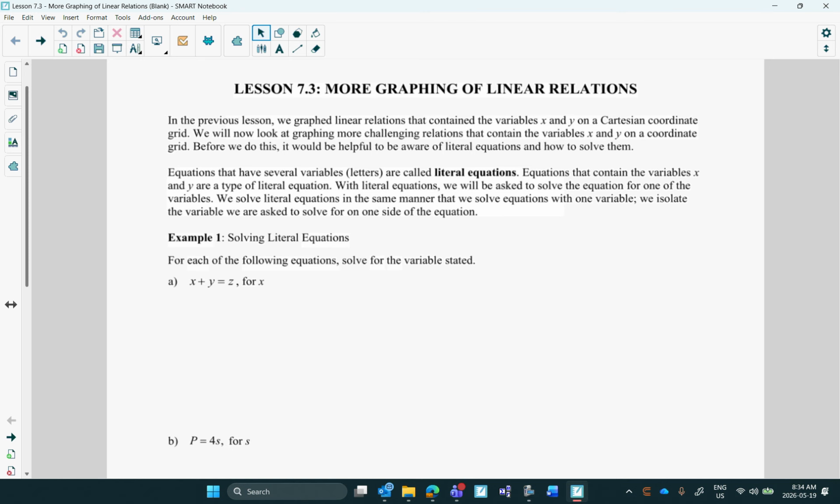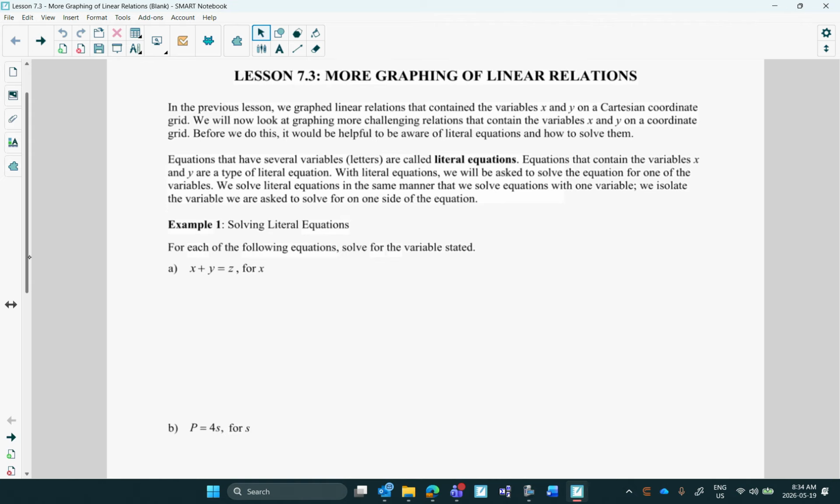Okay, so the first thing I want to talk about is something called literal equations. All the equations you guys have solved this year, the answer has been a number. Okay, it doesn't necessarily have to be that. The answer could be an expression that has letters in it. But we solve them the exact same way.